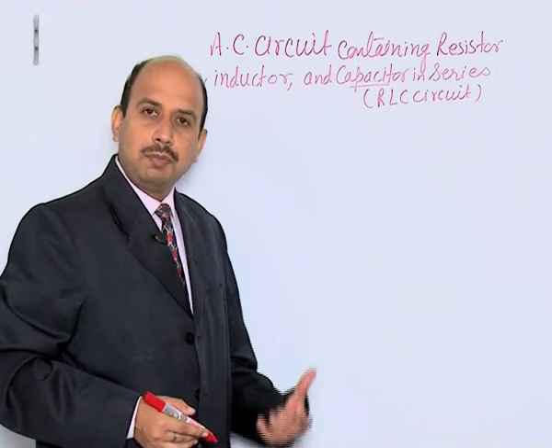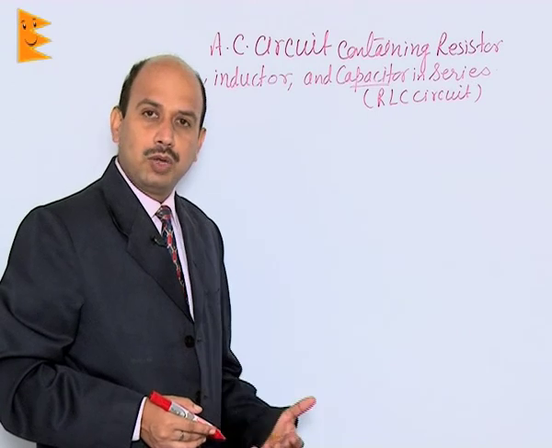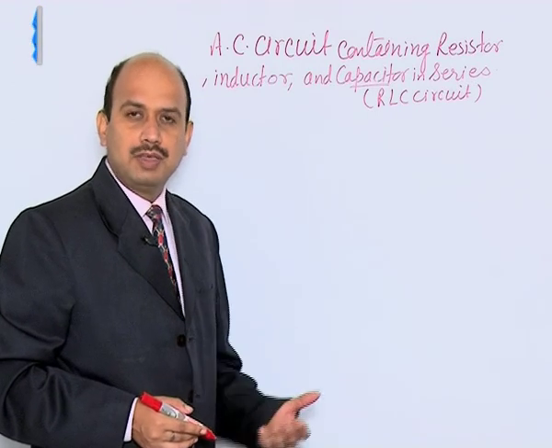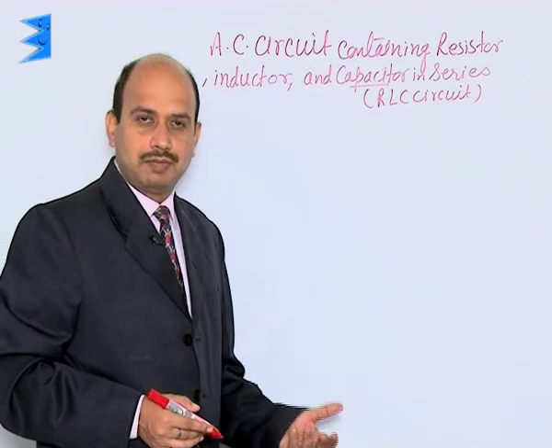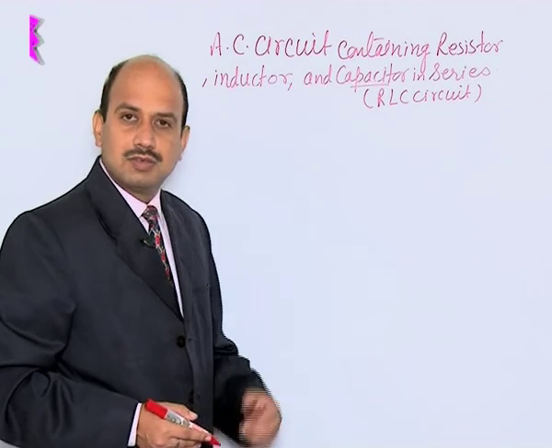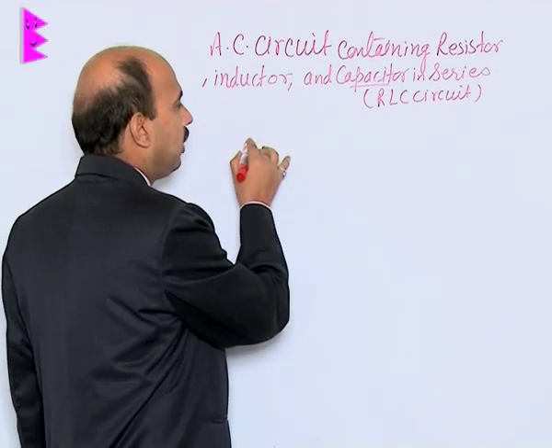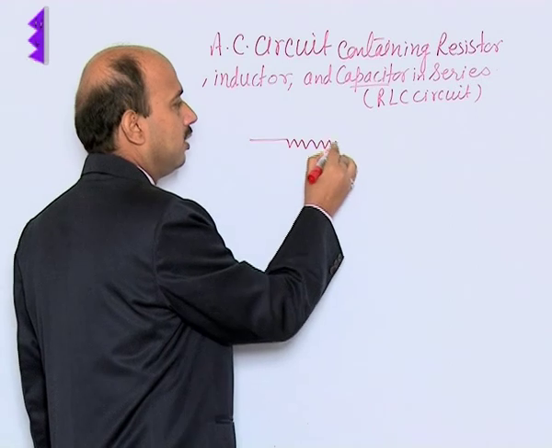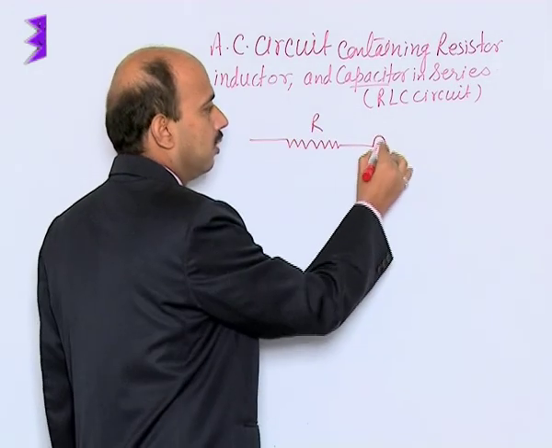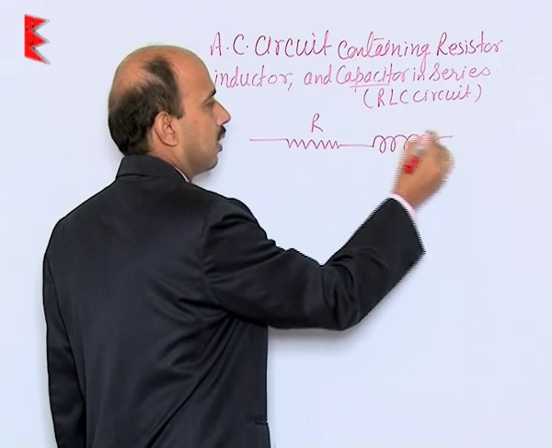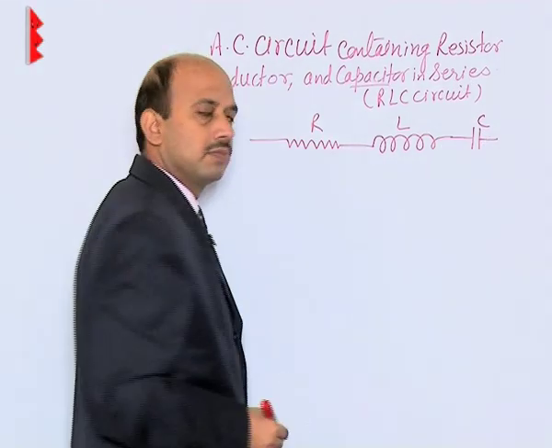Here we have to see what is the total resistance offered by all these three components in the AC circuit, and what is the phase angle or the phase difference between the current and the net EMF or the net potential difference. Suppose first there is a resistor, or the resistance R, there is an inductor L and there is a capacitor C.